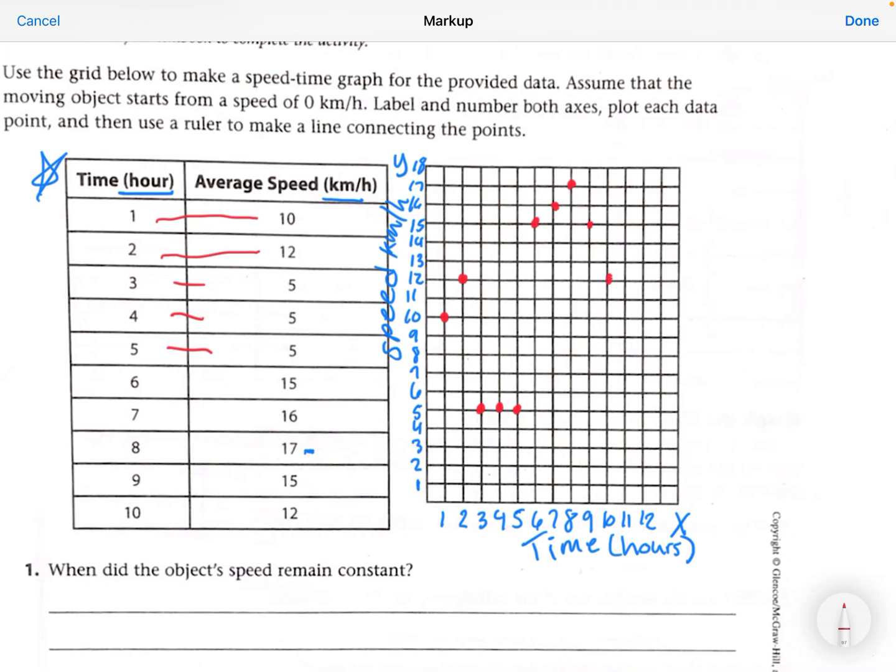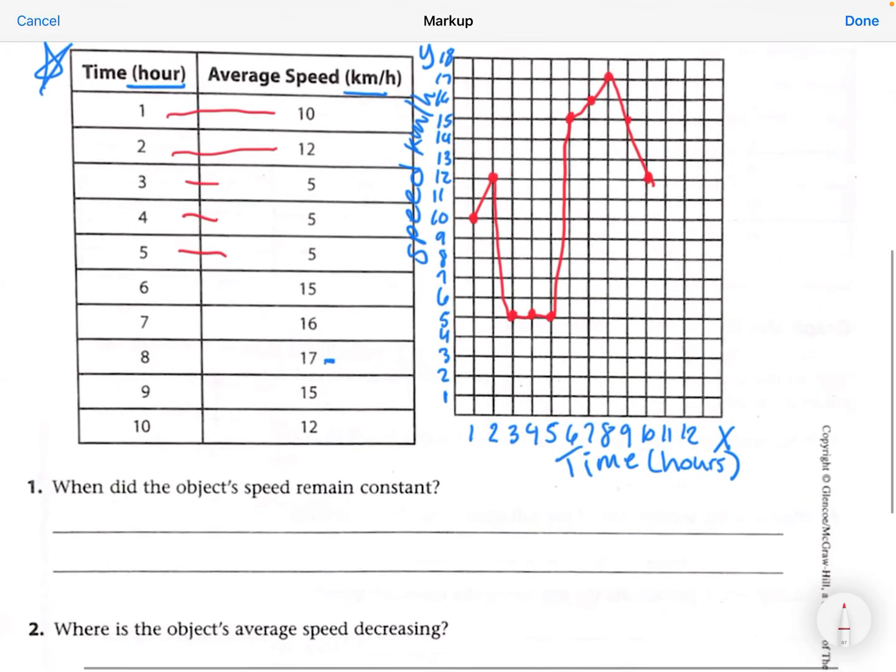So right here. Now I want to connect my dots. So from 1 to 2, from 3 to 4, 5 to 6, 7, 8, 9. There we go. That's what our graph should look like. All right, so let's answer these questions now that our graph is complete.